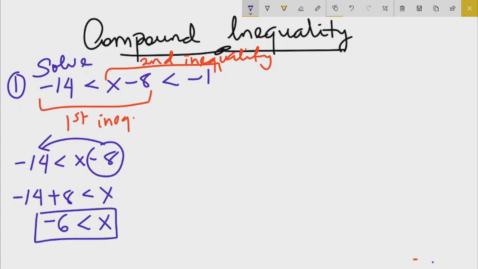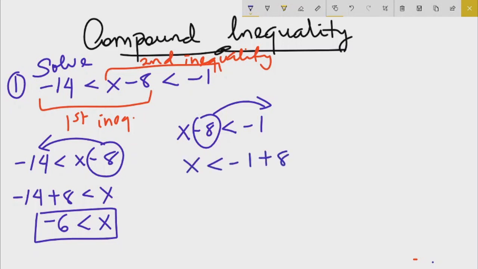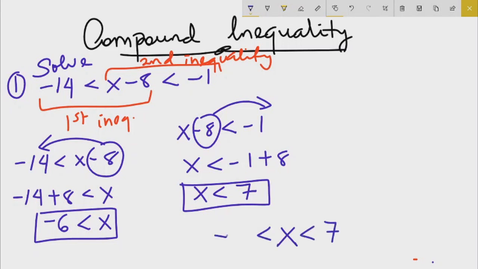Then we have to solve the second inequality. The second inequality is x minus 8 is less than -1. Again, we want to move this to the right, so it will become positive on the other side. So we have x less than -1 plus 8. So that is x less than 7, okay? That will be the second solution. Now we need to combine them again. Always put the variable in between. So that will be -6 less than x less than 7. Okay, so that's the solution.